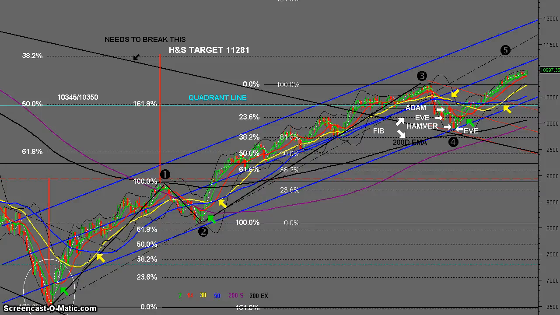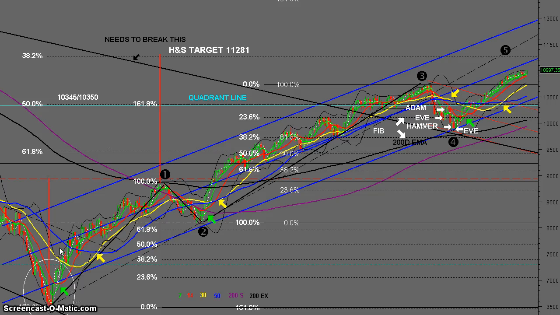Hi, just talking about the Dow again. It's the 12th of April, and this data is from the 9th, the Friday. Okay, some interesting things sort of unfolding here on the chart.